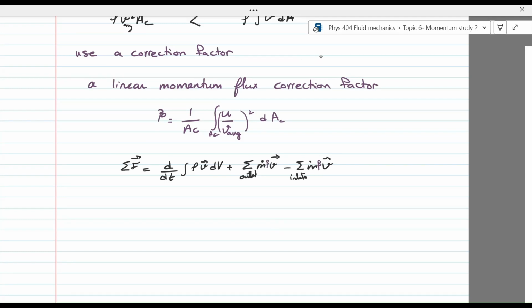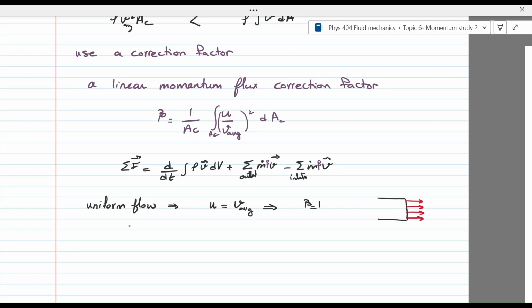Now let's discuss the values of beta. If I simply have a totally uniform flow, then I expect that the velocity component along the normal is just equal to the average velocity itself, and thus beta will be equal to 1. This is for a uniform flow, and then there is no need for this correction factor.